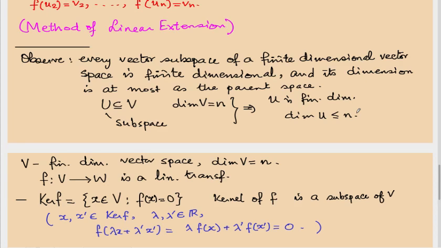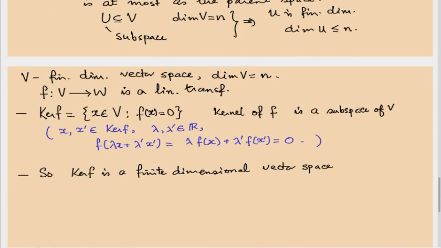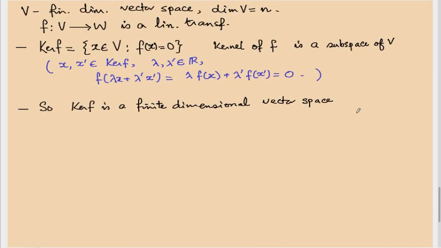Okay? And hence, the largest size of a linearly independent set in U cannot exceed the maximum size of a linearly independent set in V. So therefore, the dimension has to be less than or equal to n. Okay? So the kernel of F is finite. So coming back, it's a finite dimensional vector space and its dimension is less than or equal to n. Okay?